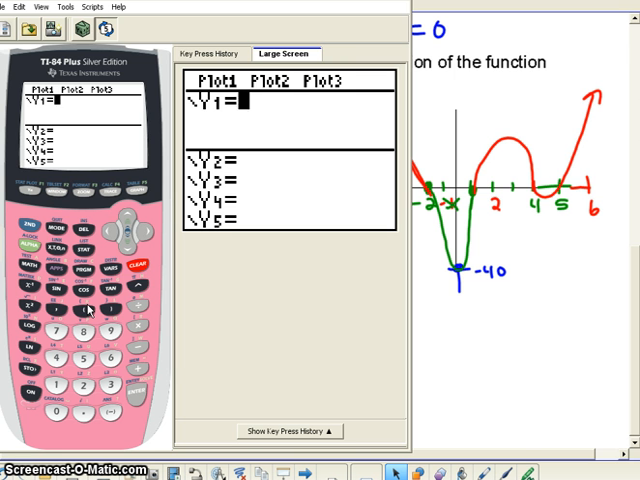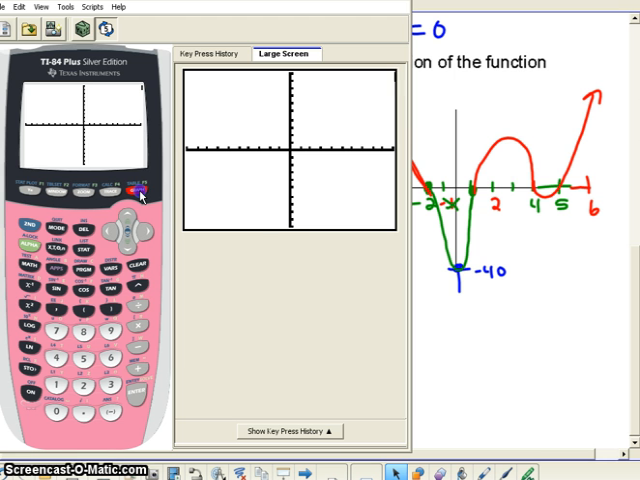Okay, somebody read it back to me. X minus 4. X plus 2. X minus 1. X minus 5. There we go. Graph it.